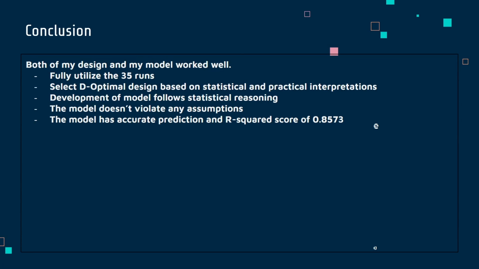In conclusion, both my design and my model worked well. It is because the development of the model follows statistical reasoning. It has accurate prediction with an R-squared score of 0.8573.